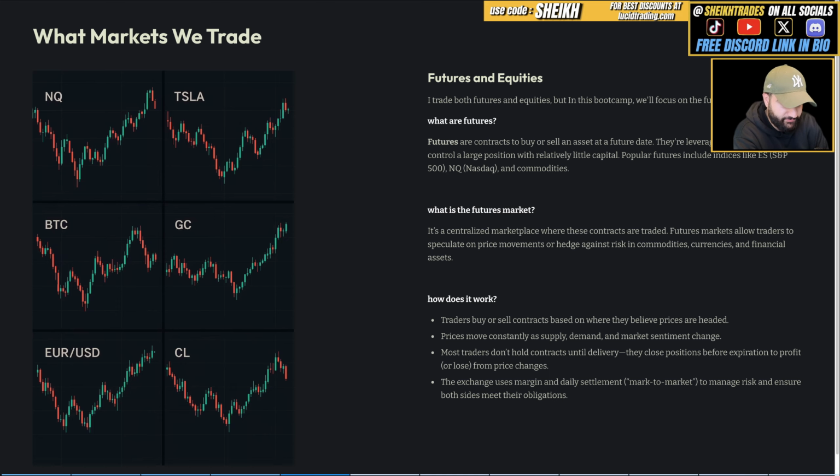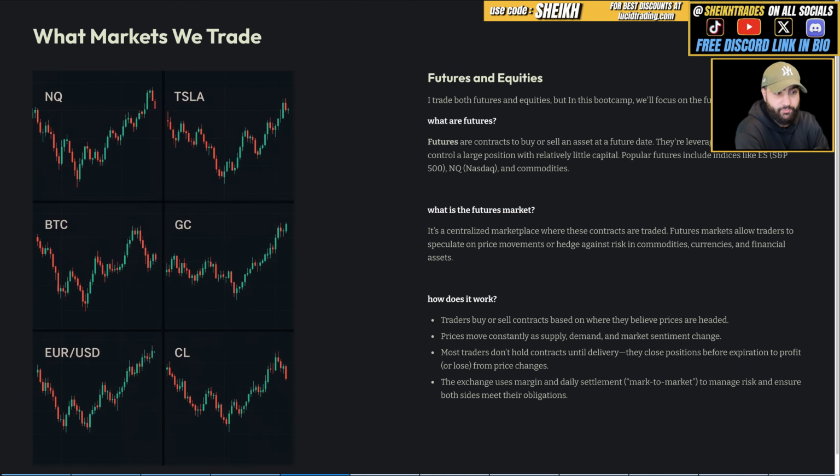How does it work? Traders buy or sell contracts based on where they believe prices are headed, and that's what we call trading. I go long, or I buy an asset, whether it's Tesla within the equities market, whether it's NQ, the Nasdaq, which is an index, in the futures market, or whether it's the QQQ, which is the same as the Nasdaq, but on the equities market. Once again, completely irrelevant for you guys to know. I'm just saying it for the sake of explanation.